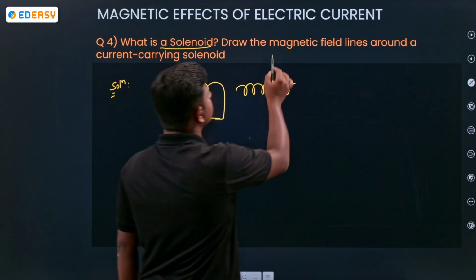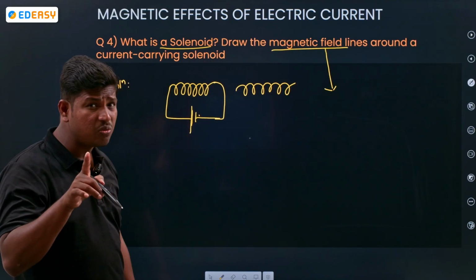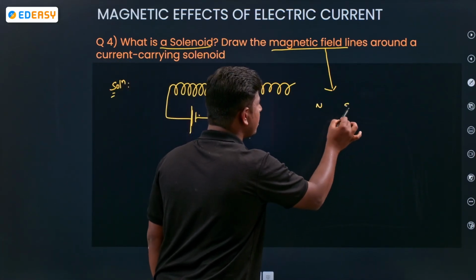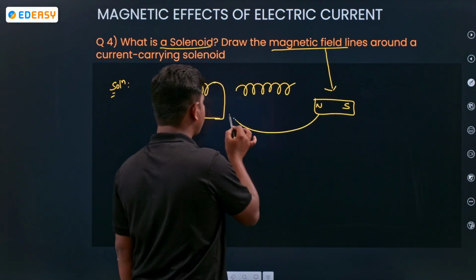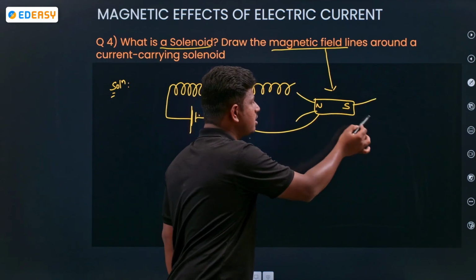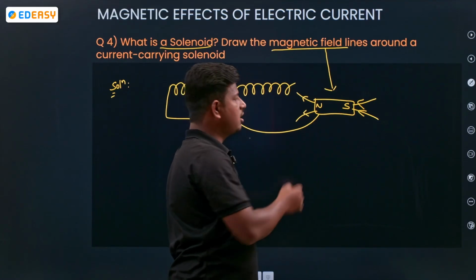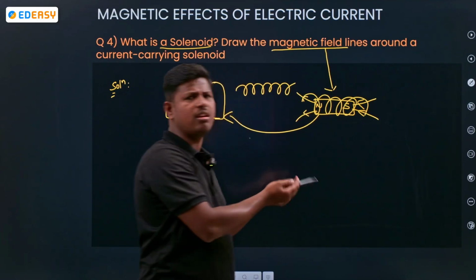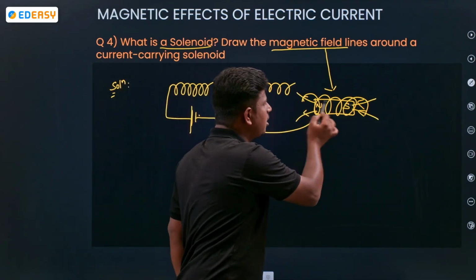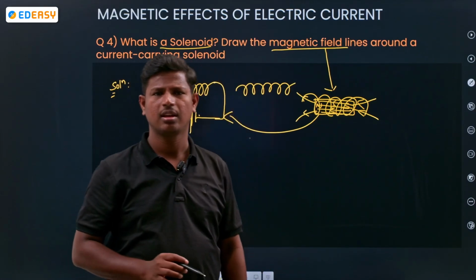Draw the magnetic field lines. If you don't remember the field lines, just remember this solenoid is behaving like a bar magnet only. The field lines go out at the north pole and in at the south pole. One end acts like a north pole, the other end acts as a south pole. In between, the field lines will be parallel and uniform. That's it.